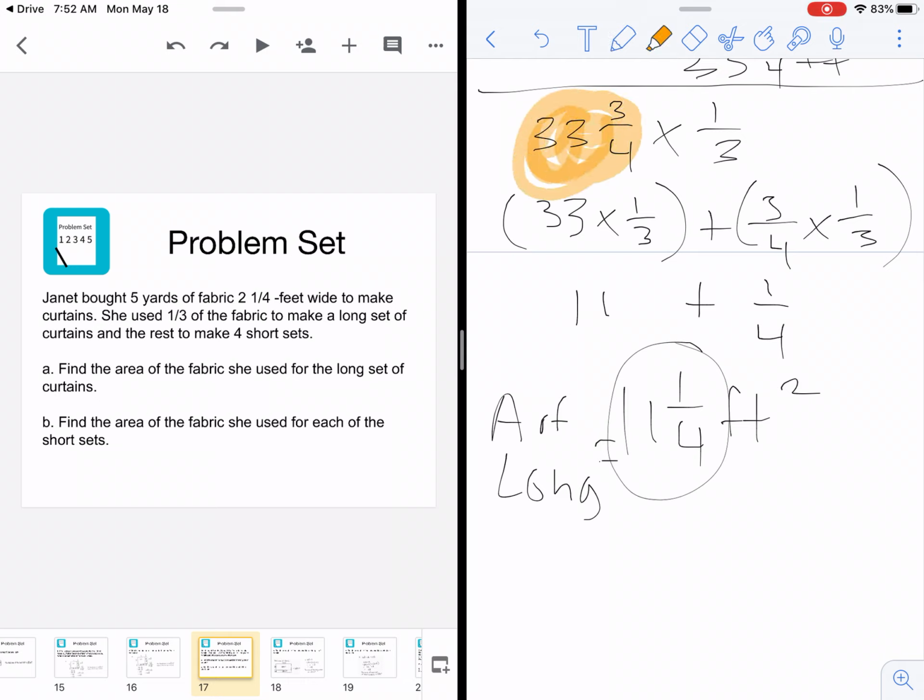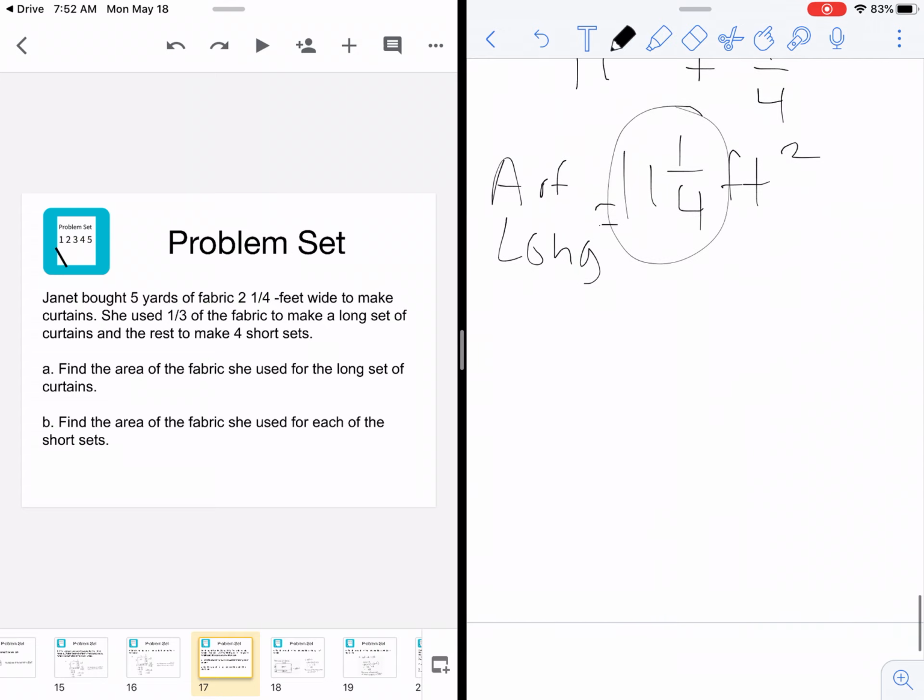So the remainder of the fabric that she has left would be 33 3/4 minus 11 1/4. That's how much she's going to have left. Okay. And then if she makes 4 sets, we're going to have to multiply it by 1/4 to tell us what each set is, because that's like dividing by 4. Okay. So 33 3/4 minus 11 1/4 gives us 22 1/2.